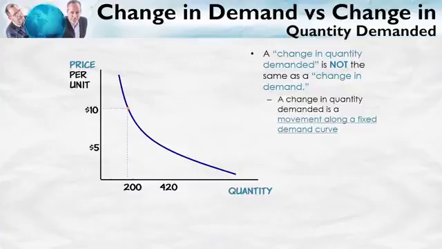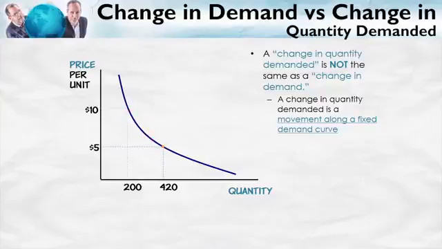A change in the quantity demanded is about a movement along a fixed demand curve due to a change in price. For instance, as you recall, we can say that at a price of $10, the quantity demanded is 200. When the price changes and we move along this curve, so then when the price falls to $5, we see that the quantity demanded is 420 units. That's a change in quantity demanded. It's a movement along this fixed curve, as we just saw.